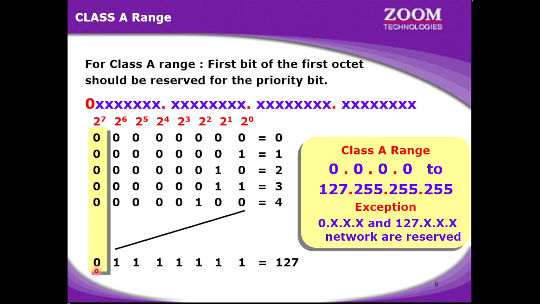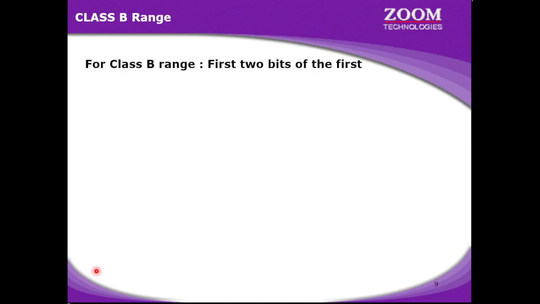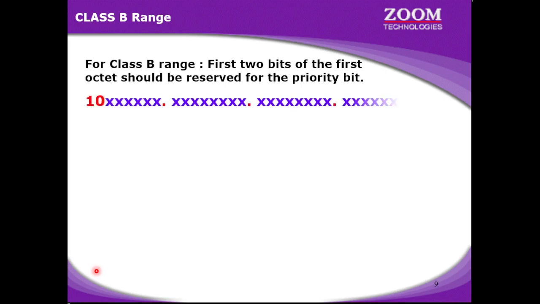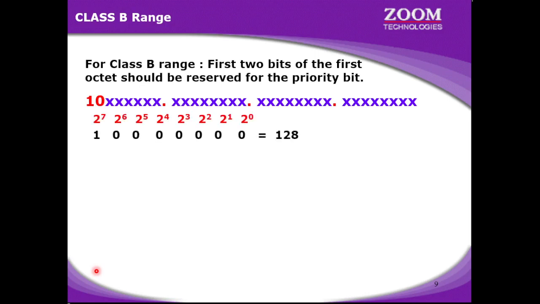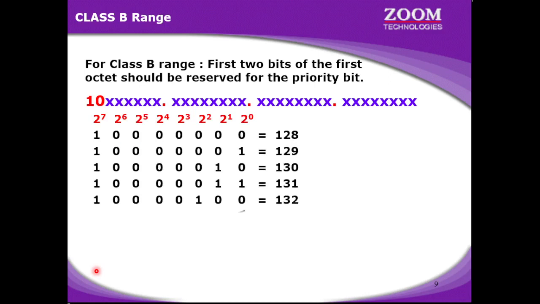Okay? Now, for Class B range naman, the first 2 bits of the first octet should be reserved for the priority bit. So, sabi natin, si Class A, it's 0. Si Class B is 1, 0 magsa-start. Okay? So, focus tayo sa first octet. So, 1, 0, 0, 0, 0, 0, 0, 0, it's 128. Tapos, plus 1 is 129, plus 1, and so on and so forth. The maximum would be 1, 0, 1, 1, 1, 1, 1, 1. Which is equivalent to 191.